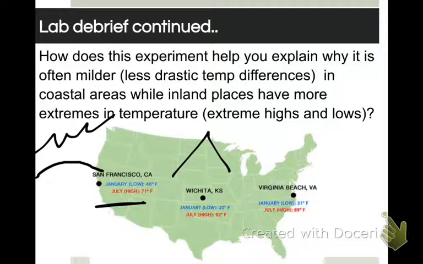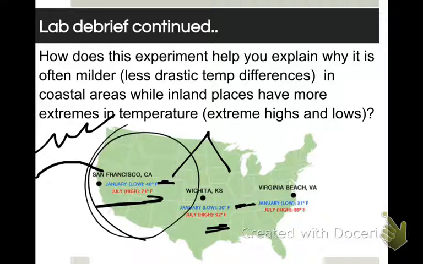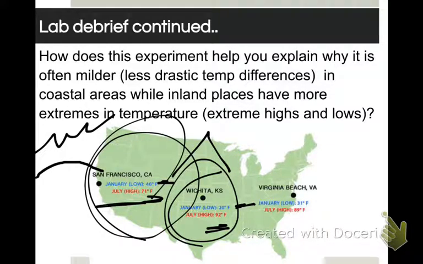Notice their high temperatures in July are in the 90s and their January low averages are in the 20s. Versus here you have 70s to almost 50. That's a very big difference. This area is much more mild, less dramatic, while Wichita, Kansas is very, very, very dramatic. Those are complete opposites.